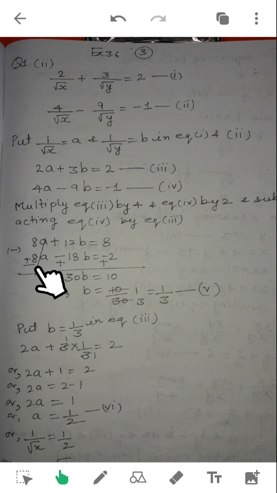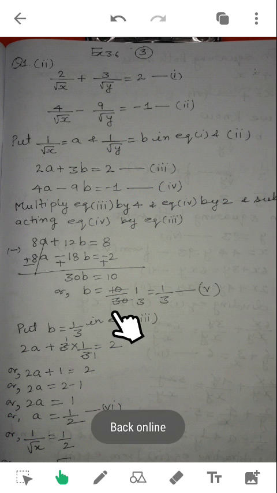Plus 8a minus 8a will cancel out. Plus 12b and plus 18b become 30b. 8 plus 2 becomes 10. We have to find the value of b, so we take this 30 from the left-hand side to the right-hand side, and it comes down in the denominator and divides 10. So 10 1s are 10 and 10 3s are 30. It becomes 1 by 3. So the value of b is equal to 1 by 3. Say this one as the fifth equation.